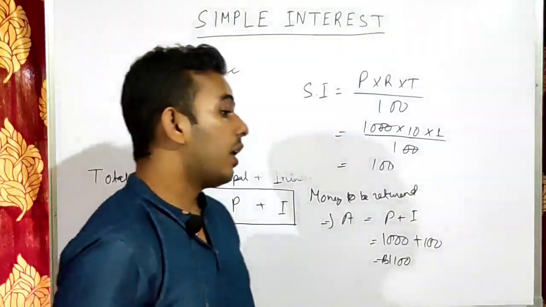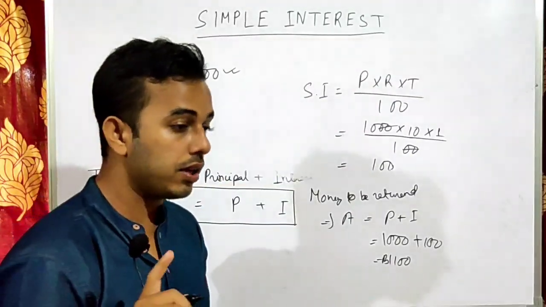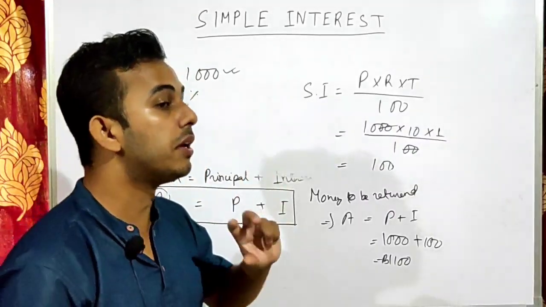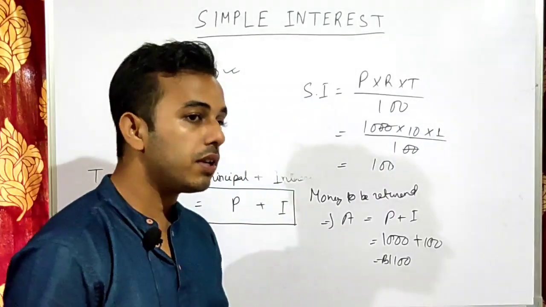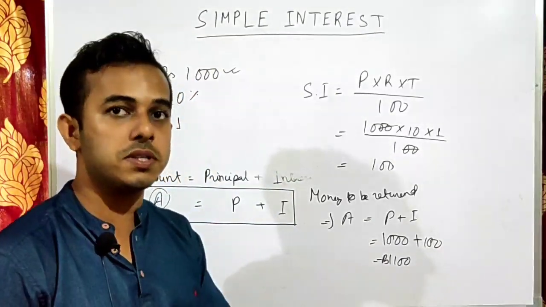In the beginning I told you that interest is represented by I, but in the formula, it is the rate of interest. This rate of interest is represented by R, and interest is represented by I.